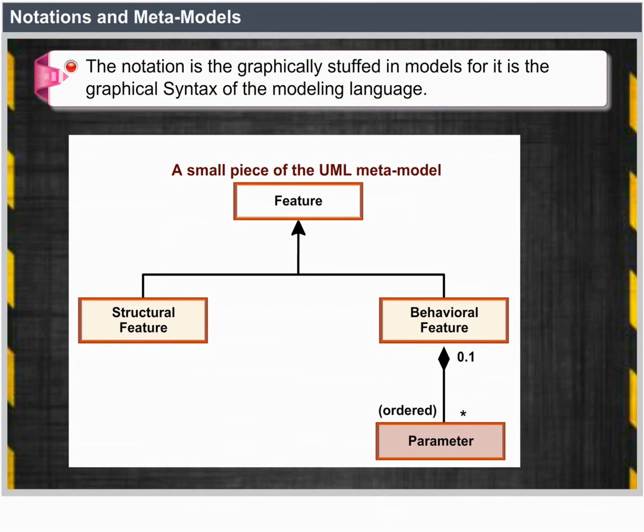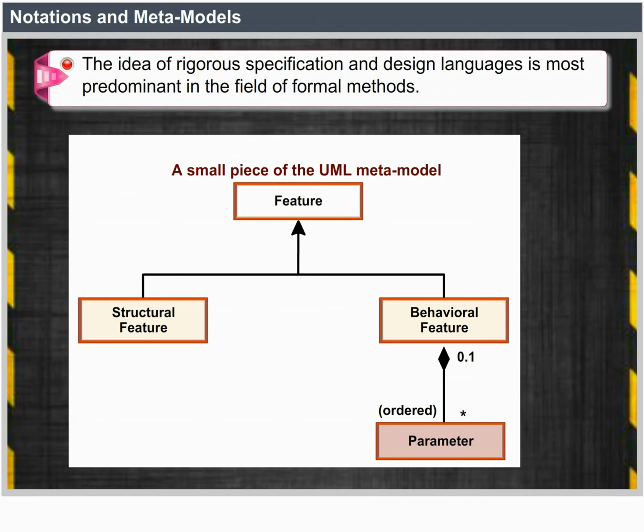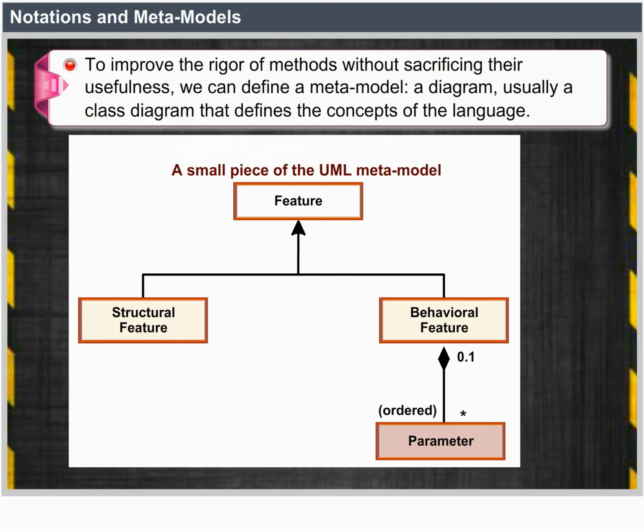The notation is the graphical stuff seen in models; it is the graphical syntax of the modeling language. The idea of rigorous specification and design languages is most predominant in the field of formal methods. Most graphical modeling languages have no rigor. Their notation appeals to intuition rather than to formal definition. To improve the rigor of methods without sacrificing their usefulness, we can define a meta model: a diagram, usually a class diagram, that defines the concepts of the language.